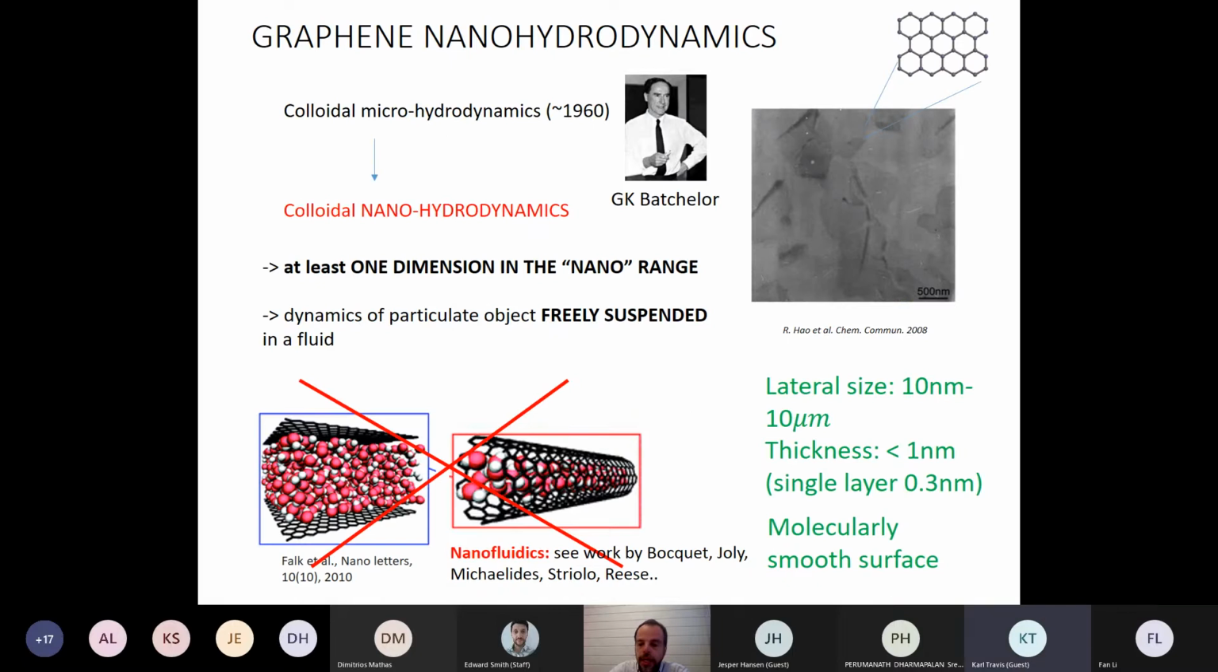So first of all, I would like to start with some definition, with some terminology. What do I mean by graphene nanohydrodynamics? The term colloidal microhydrodynamics was introduced in the 60s by George Batchelor, famous professor of fluid mechanics at the DAMTP in Cambridge, to define a field of fluid mechanics that dealt with particulate suspensions and the relation between particulate properties and the macroscopic behavior of a suspension, particularly rheology.